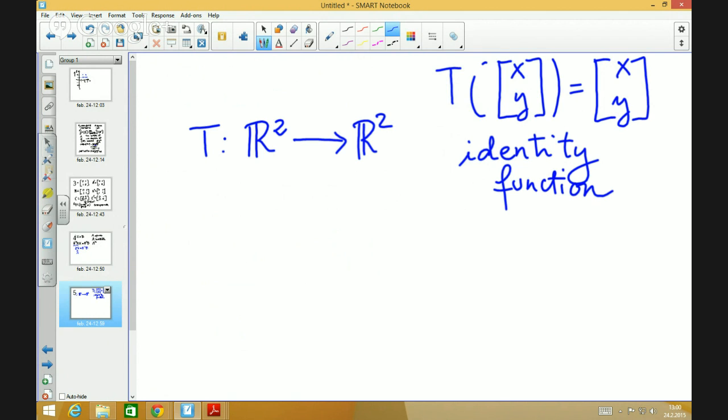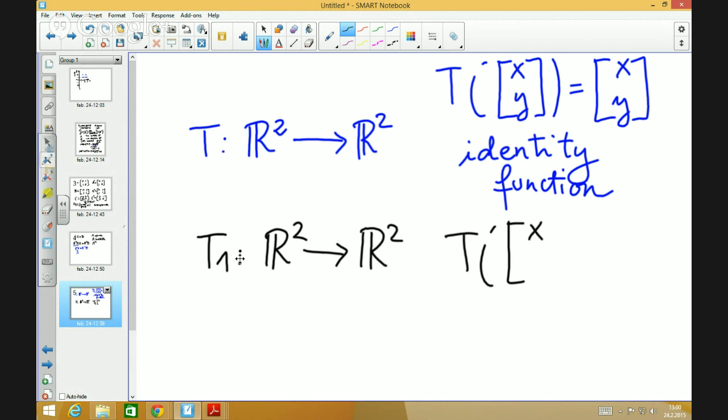Okay, here's another example. Let me call it T1 to distinguish it from the other one. Give me a vector (x, y) as input. I'll give you the vector (0, 0) out. I don't even look at your input, I spit out (0, 0). That's a function. It's boring, but it's a function. It's a transformation from pairs of numbers to pairs of numbers. It's a constant function. That's the so-called zero function.